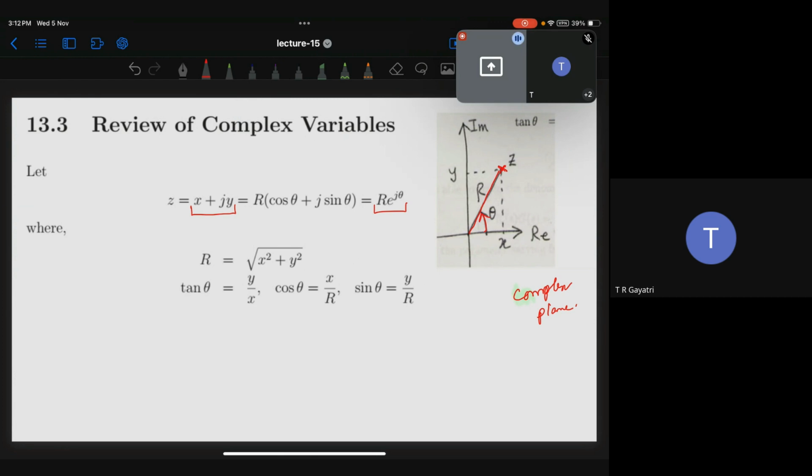In the same way, e power j theta is nothing but cos theta plus j sin theta, where we know that r is the magnitude, root over x square plus y square. So we already know tan theta, cos theta, and sin theta. It means that any complex number in this complex plane can be written either in the rectangular form or the polar form.